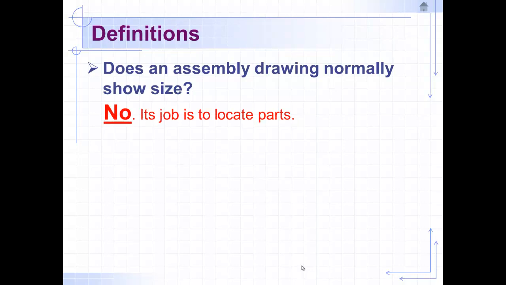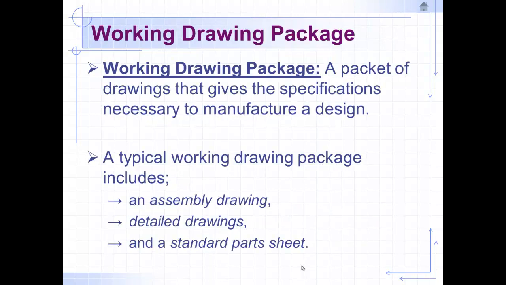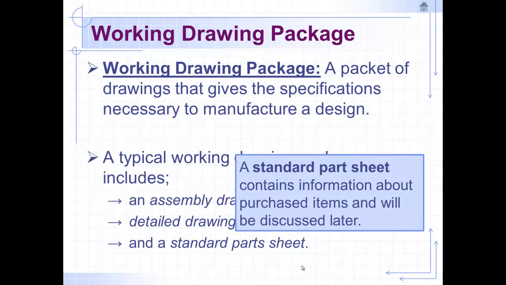Just like I said, we usually don't try to put dimensions on there. The whole idea is just to show how those parts come together and where those parts are located in an assembly setting. Okay, so let's get to the point of what those supporting drawings are that come after that cover sheet. We have 2 types of sheets. The first one is a regular part sheet, and the other one is called a standard part sheet.